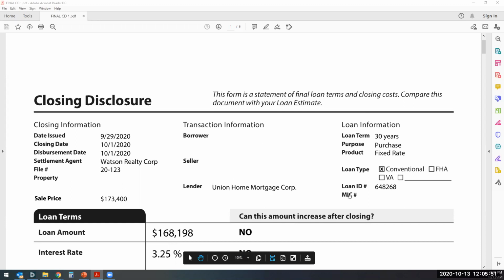So this part is really important, so that you know what type of loan it is, how many years, and if it's fixed. In this type of loan, we're doing a 30-year purchase. It's a fixed rate, and you're going to have a check mark here on conventional, okay? Because this is a CD for a conventional loan.